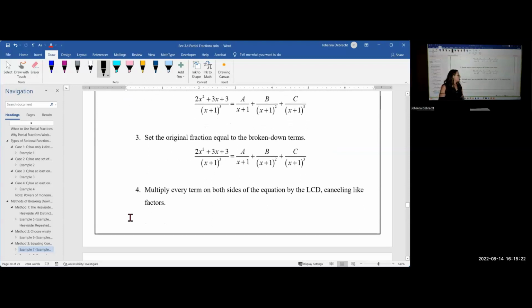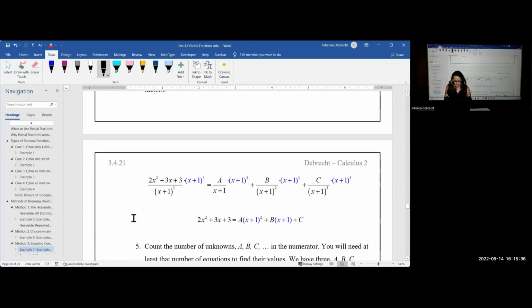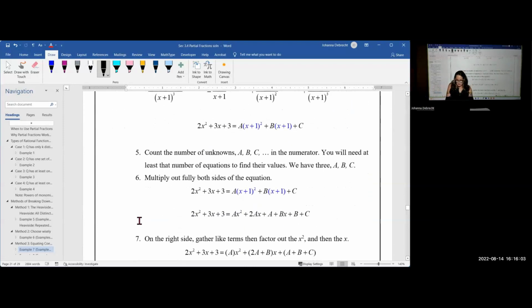Okay, so far it's exactly the same as the first two methods. Step 3, set it equal to the original, same as the first two methods. Step 4, basically the same as choosing wisely. Multiply every term on both sides of the equation by the lowest common denominator. This cancels the like fractions or like factors, so this gets rid of the fractions. This is the same as choose wisely. So we end up with this equation without fractions in it because we multiplied both sides by the lowest common denominator. Now, the next thing that we're going to do is solve this by basically multiplying everything out.